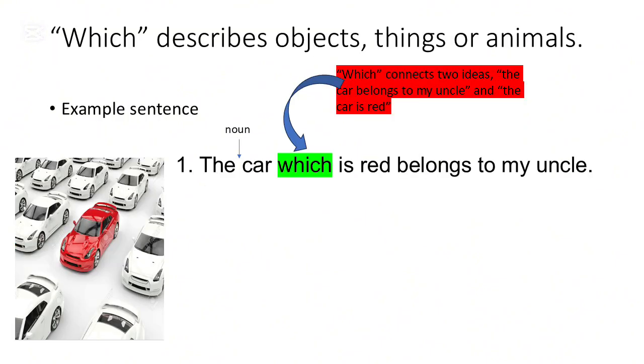Similarly, which describes objects, things, or animals. So let's look at the sentence example. The car which is red belongs to my uncle. The car is a thing or object, and so the correct relative pronoun that has been used to refer to it is which.